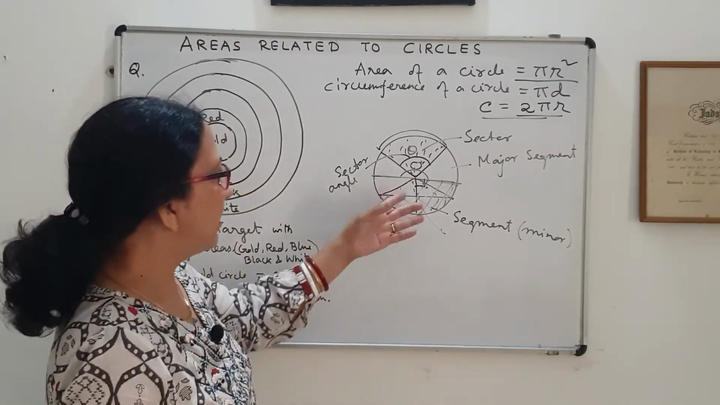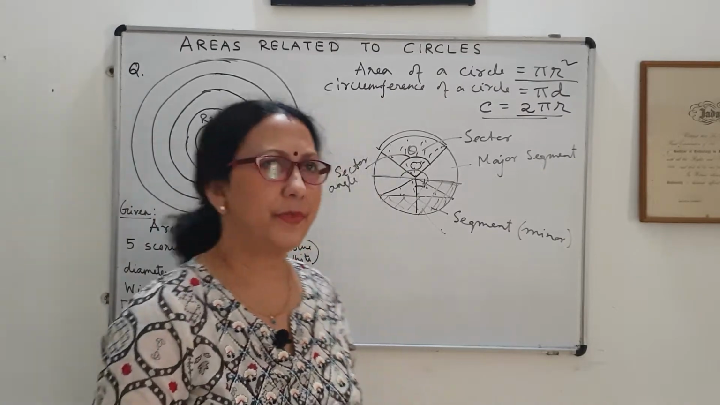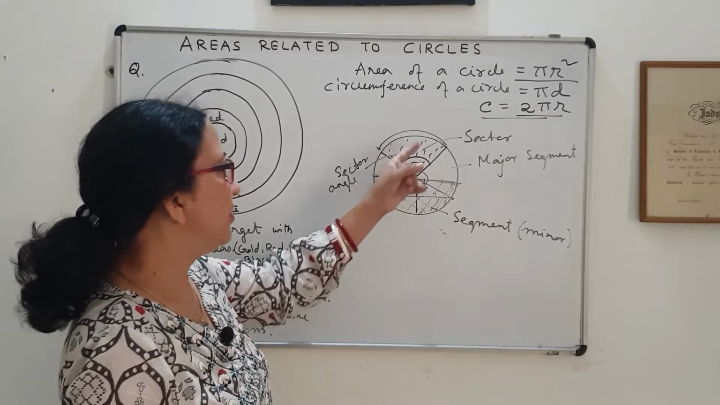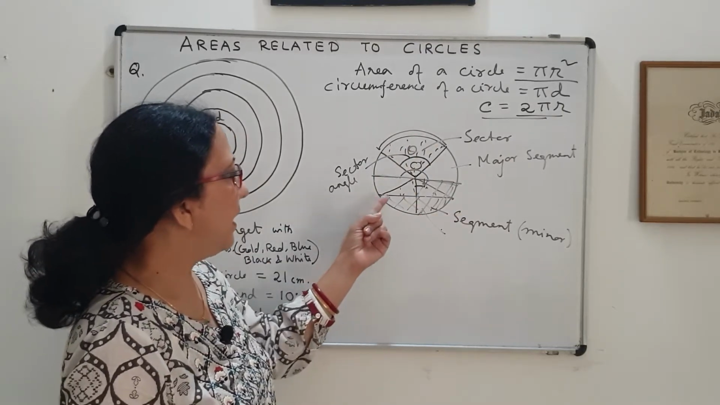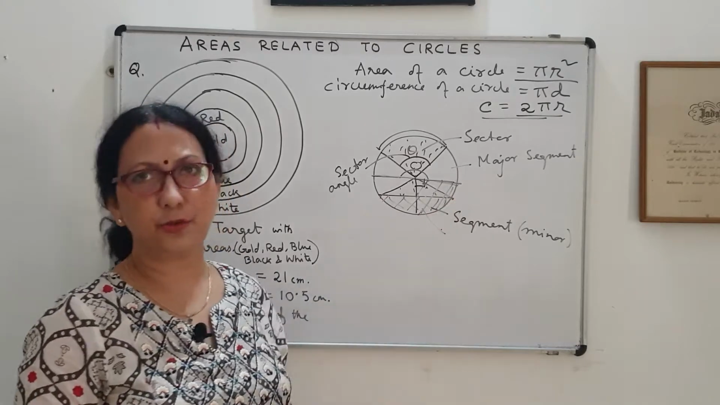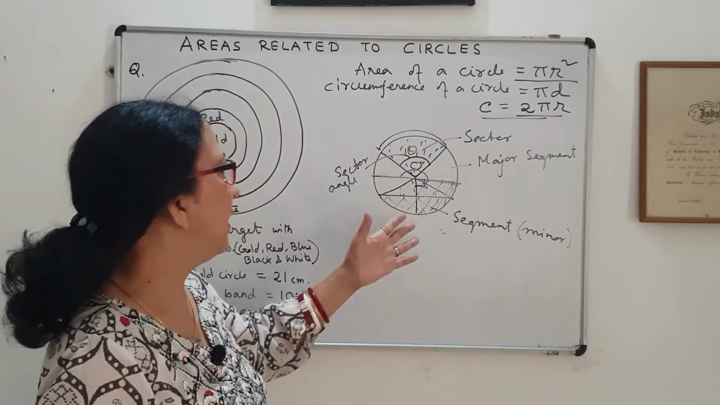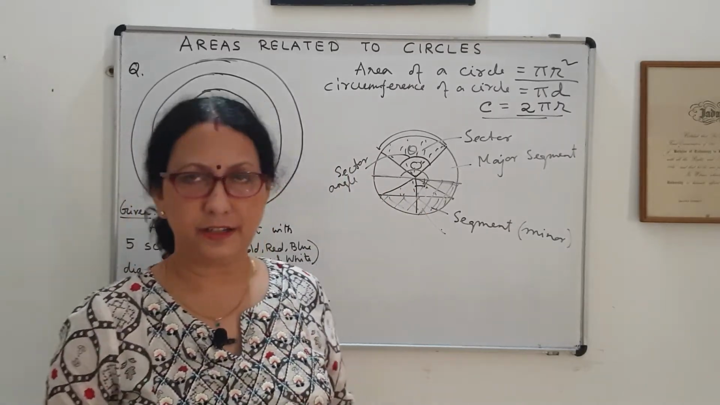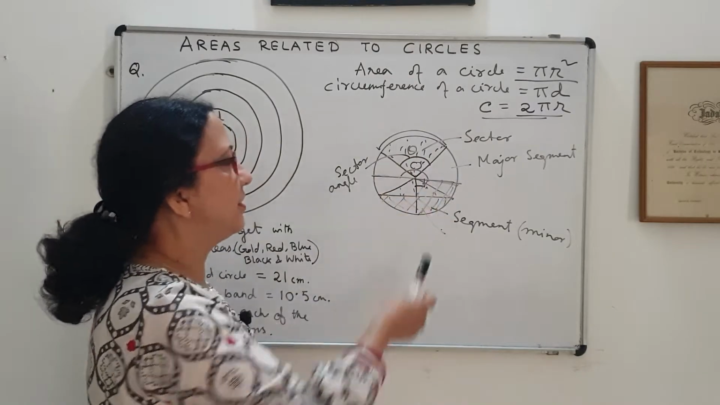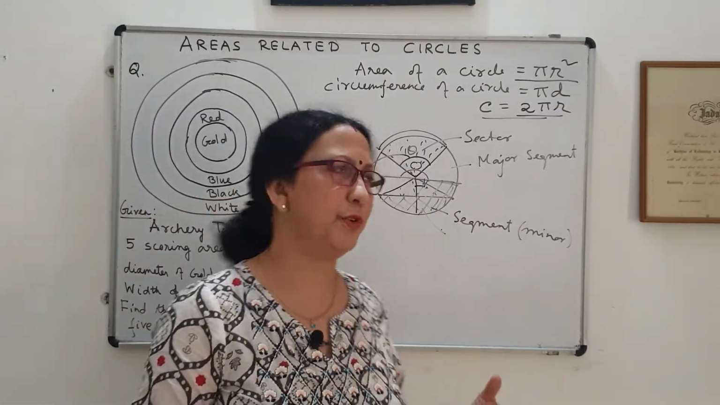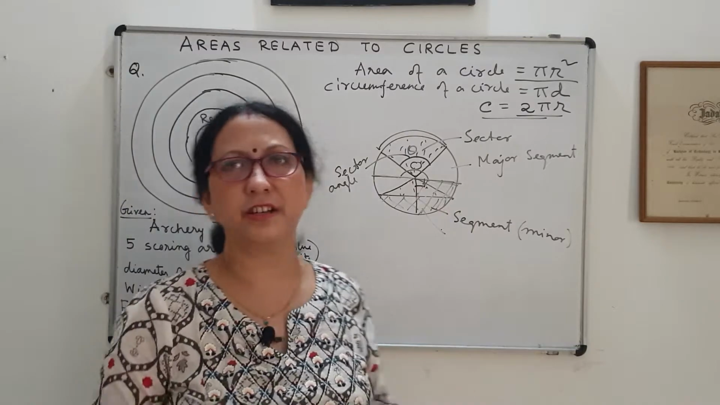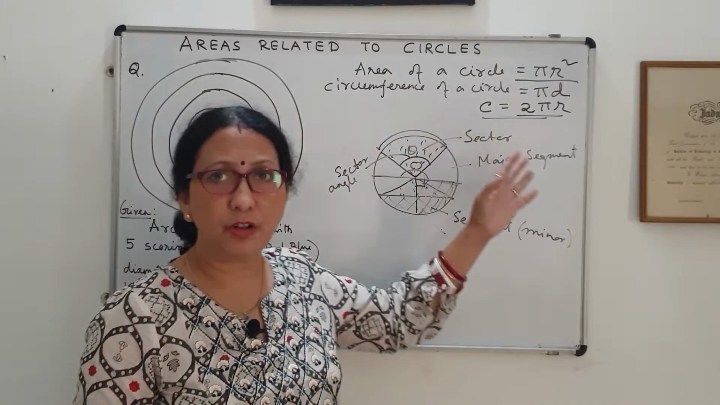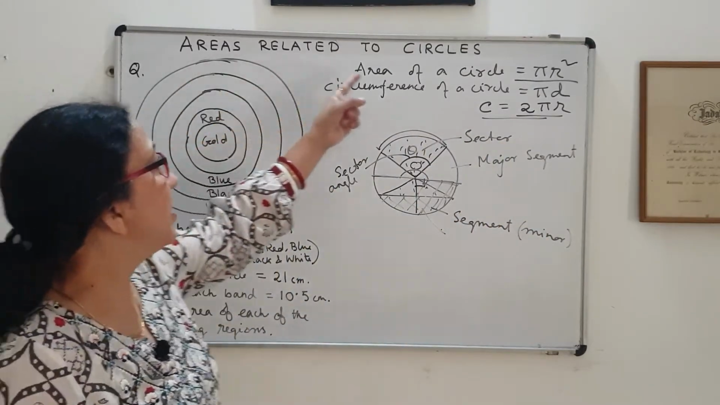And segment, so sectors are between any two radii and the corresponding arc, and the region enclosed by any chord and the corresponding arc is known as segment. So these are the basic areas related to circle we will be learning in the 10th class, that is segment area, sector area, and there will be various different combinations of these areas: segment area, sector area, semicircle area, quadrant area, etc. So studying of all these are in this chapter, areas related to circles.